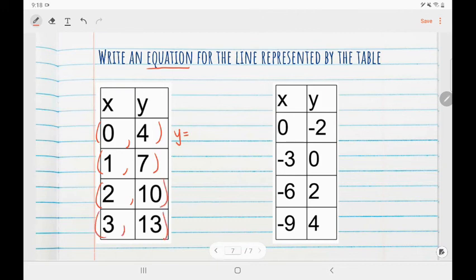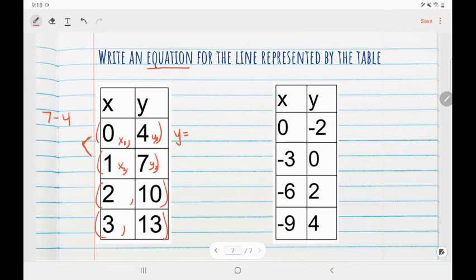Now, how many points do you need to make a line? 2. So I can ignore all but 2 of the points. I choose to pick the numbers or the points that are closest together and the smallest. So I'm going to look at these 2 ordered pairs. This is an x, this is an x, this is a y, this is a y. This is my first x, this is my second x. First y, second y.